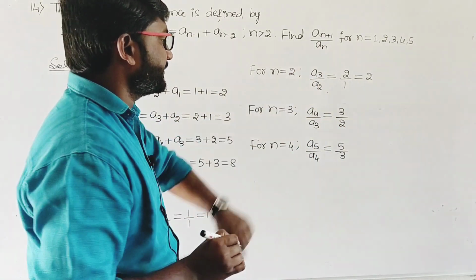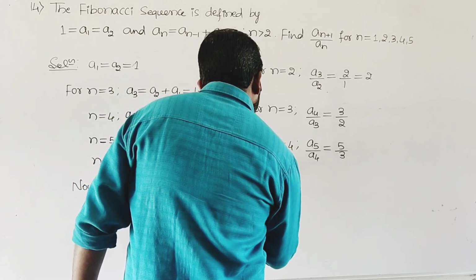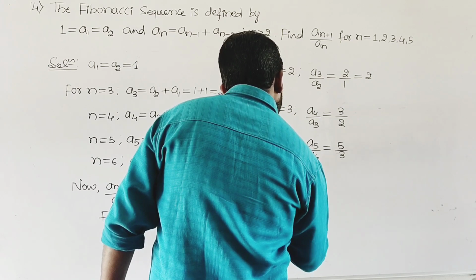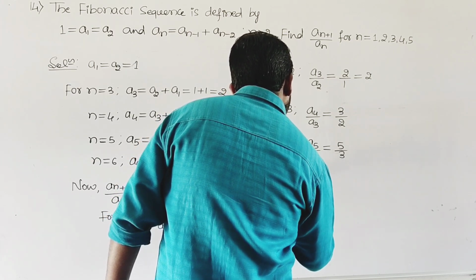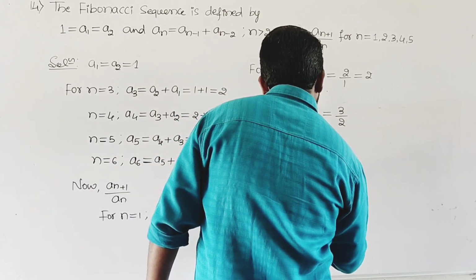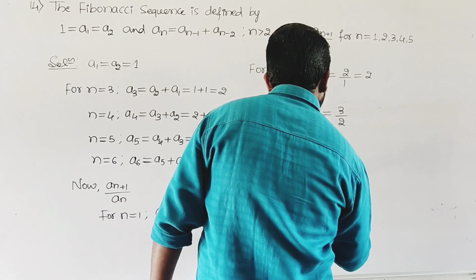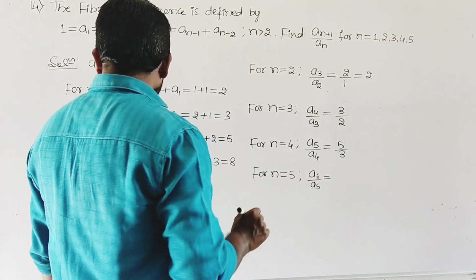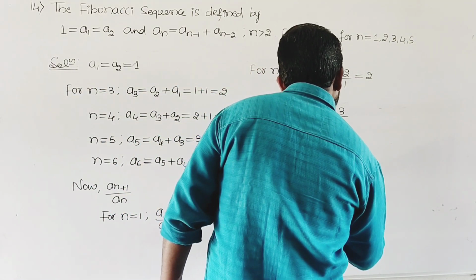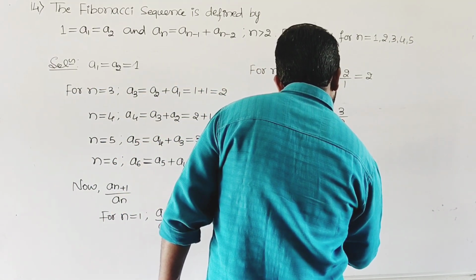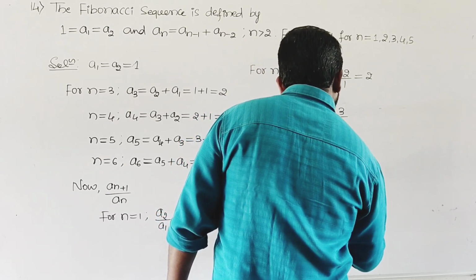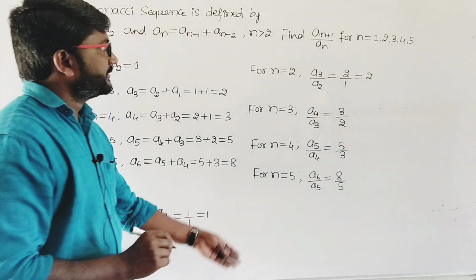We are left with the last one, that is n equal to 5. For n equal to 5, you get a6 by a5. What is a6 here? a6 it is, see here we have calculated, it is 8. 8 divided by a5, that is 5. So you get 8 by 5. This is how you need to find.